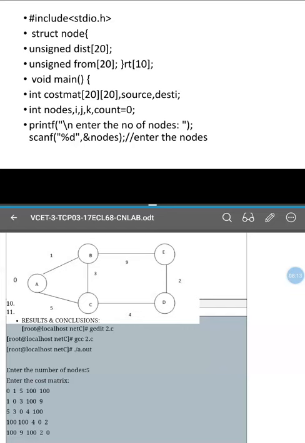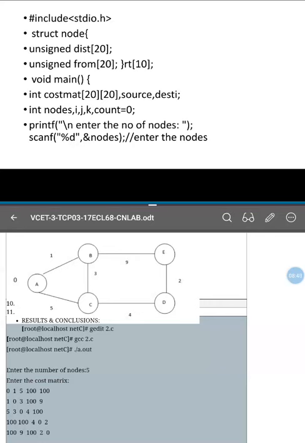Now let us see the code. In the C program, first, as we have seen, library files are included, standard input output. Then a structure is defined. Here this will be for the node, with dist and from. These are the two variables for which we want the information, defined initially in the struct, which is of the type structure.